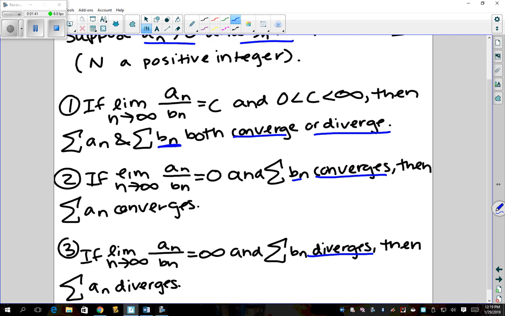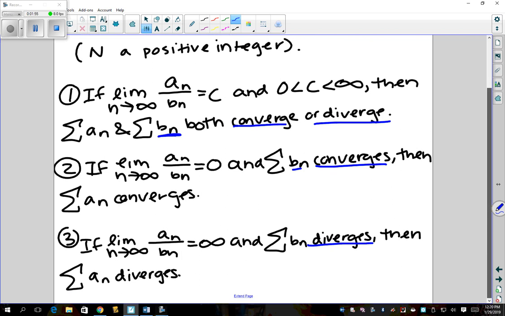Two and three are a little different. Two says that if the limit as n approaches infinity of a sub n over b sub n equals 0 and b sub n converges, then a sub n converges as well. So two only tests for convergence. If b sub n diverges and we get the limit is 0, then we can't determine it. We have to use a different test.